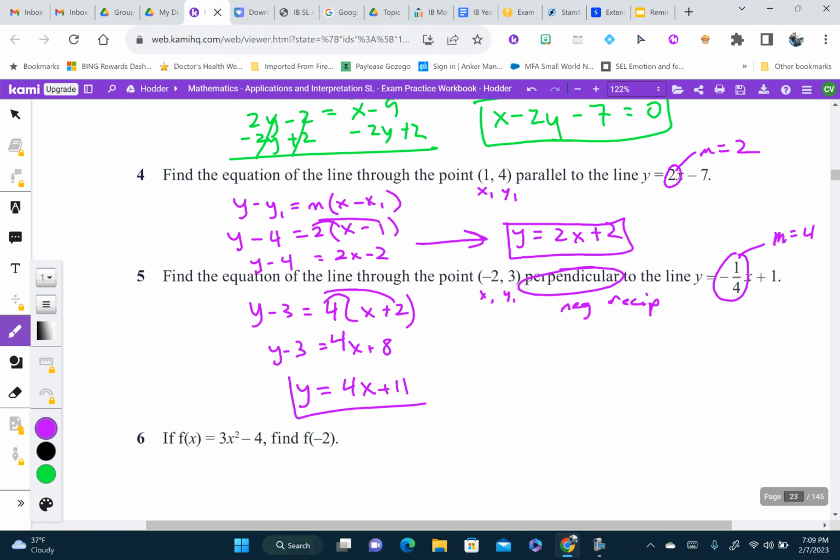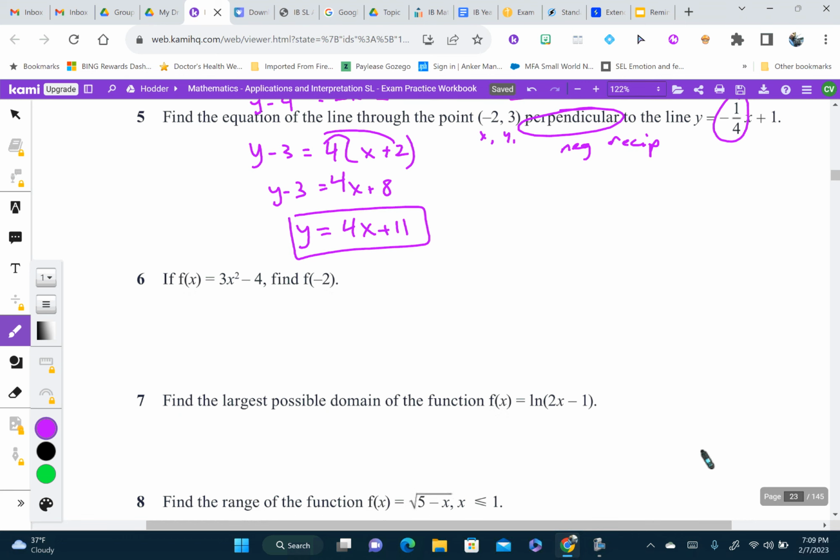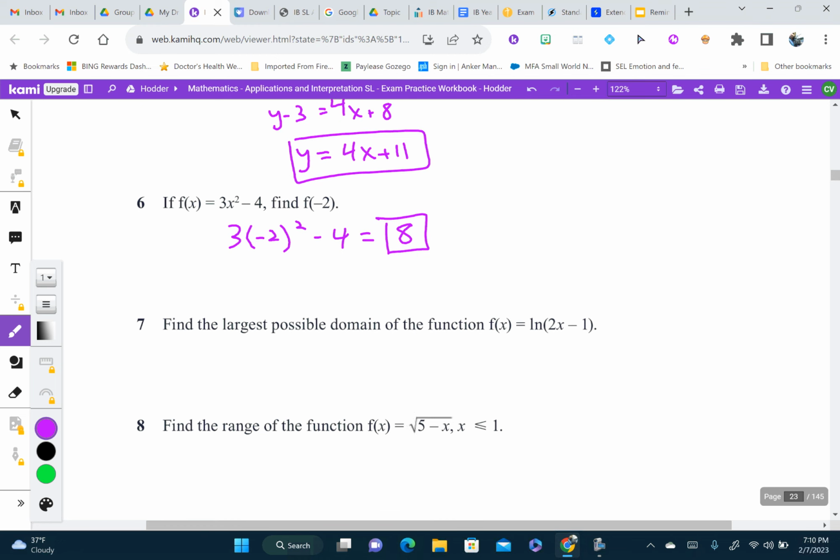Okay, good. And this one right here, you could just do using the store button, but basically 3 times (negative 2) squared minus 4. Plug all of that into the calculator. That's 4 times 3 is 12. 12 minus 4 is equal to 8. So final answer is 8.